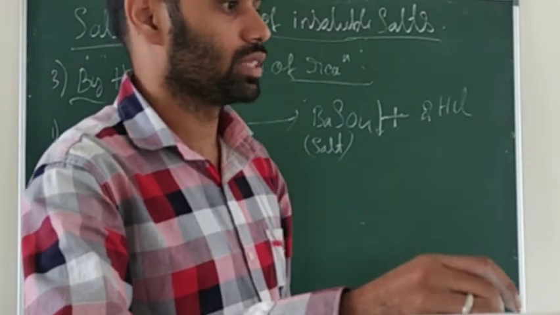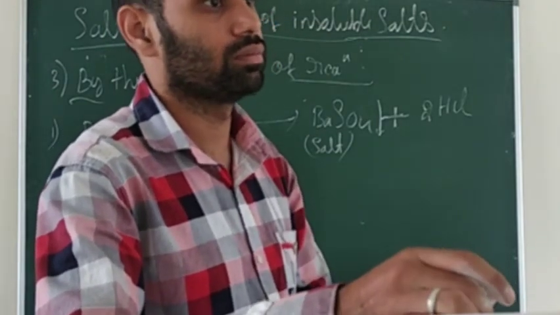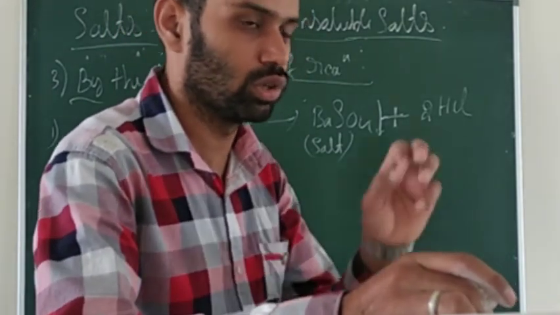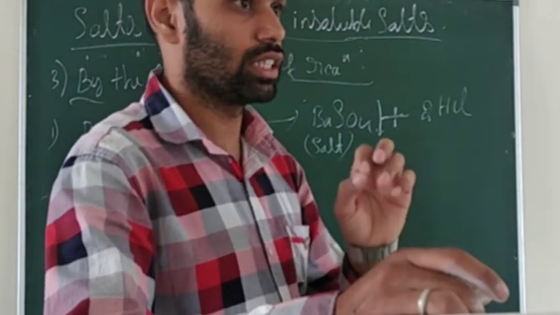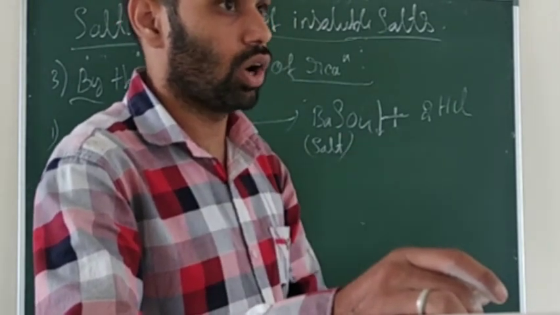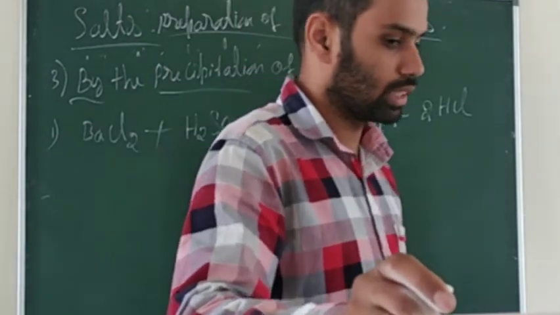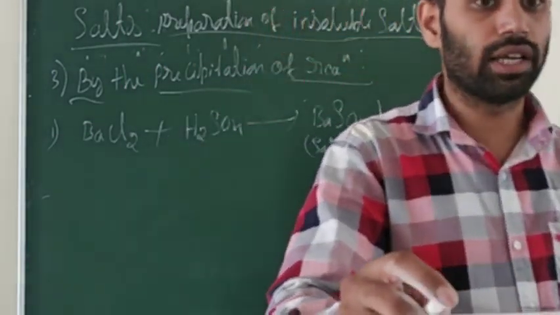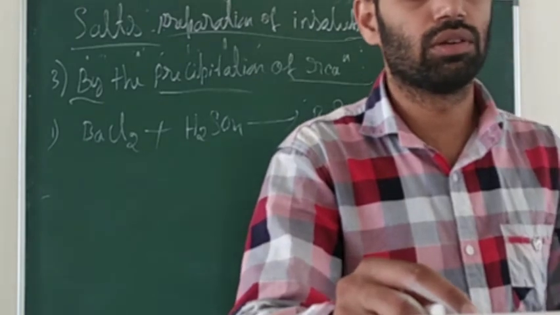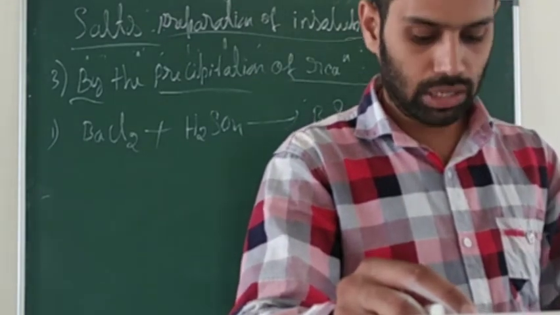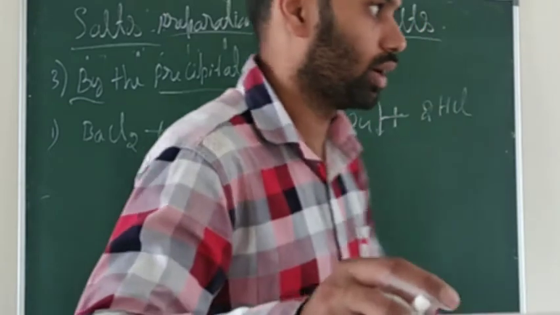Silver chloride. That is also an insoluble salt. It means that it is not soluble in that solution. So how to prepare the silver chloride? When silver nitrate reacts with hydrochloric acid, it forms silver chloride.